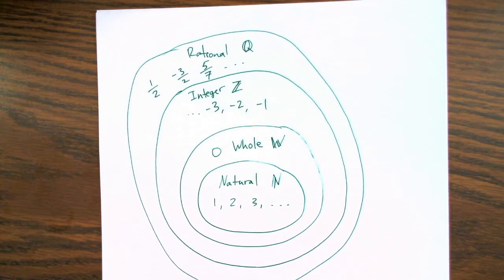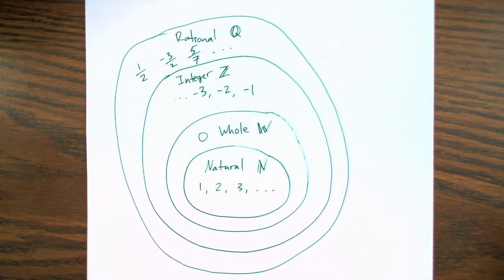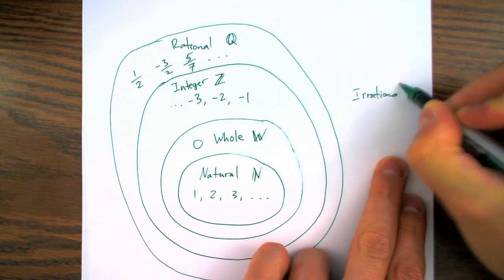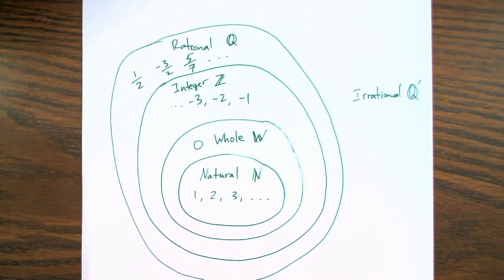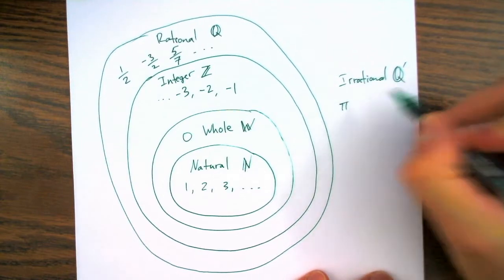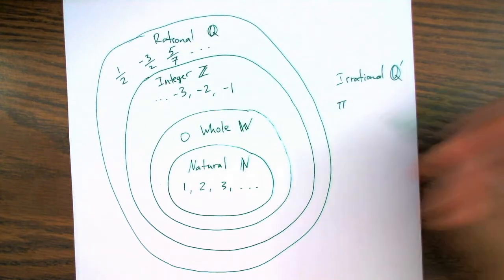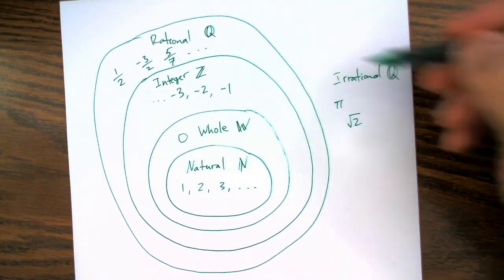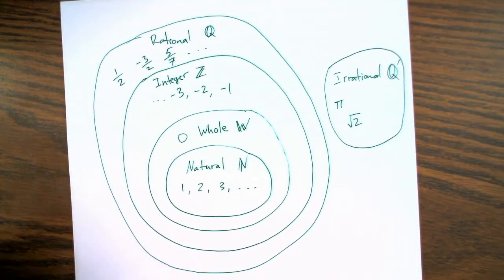So there are numbers that can be written as a fraction, and they're called rational. And then there are irrational numbers, described by Q prime. And those are numbers that can't be written as a fraction. So for example, pi, the ratio of the circumference of a circle to its diameter, or the square root of 2. You can't write those as a fraction. There are other numbers that are irrational, but they cannot be written as a fraction.